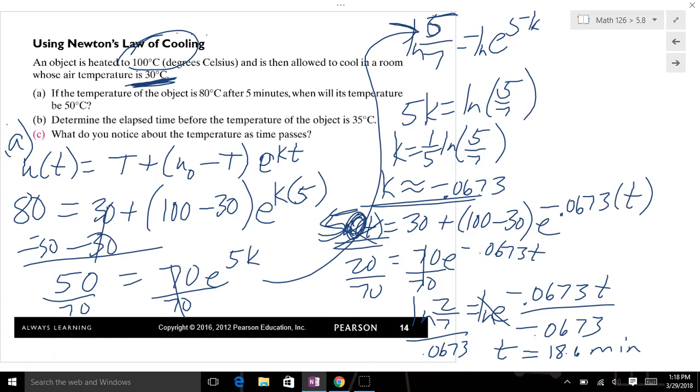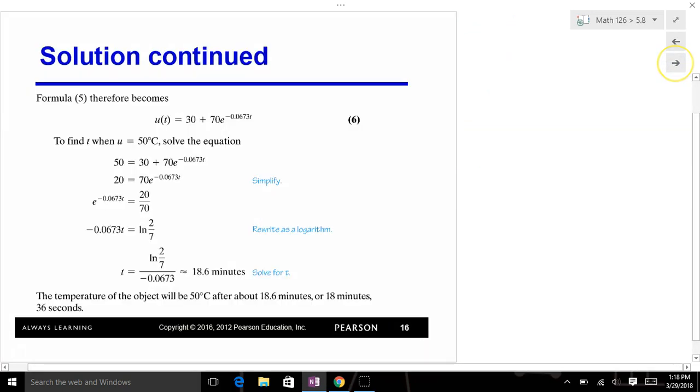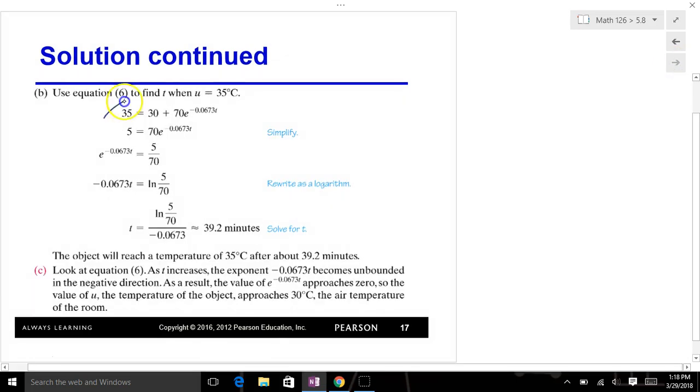So part B is a similar question. Determine the elapsed time before the temperature of the object is 35 degrees. So now you can go on and say, well, this time I want it to be 35 degrees. I still have the surrounding medium 30 degrees. Here's our 100 minus 30 right there. I know my K, and we go through and solve for T, and it ends up being 39.2 minutes.